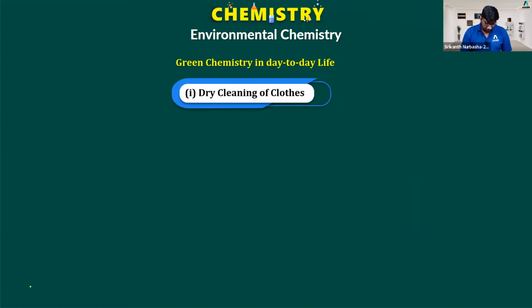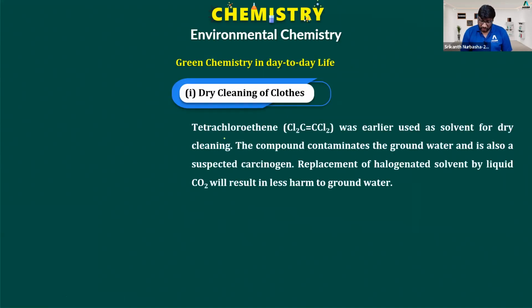Green chemistry in day-to-day life: dry cleaning of clothes. Tetrachloroethene, CCl2=CCl2, was earlier used as a solvent for dry cleaning. The compound contaminates the groundwater and is also a suspected carcinogen, that means a cancer-causing agent. Replacement of the halogenated solvent by liquid CO2 will result in less harm to groundwater. Whatever harmful substances we have, those have to be replaced by less harmful substances.